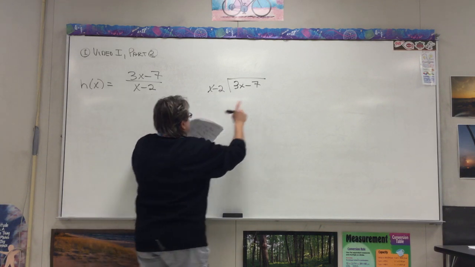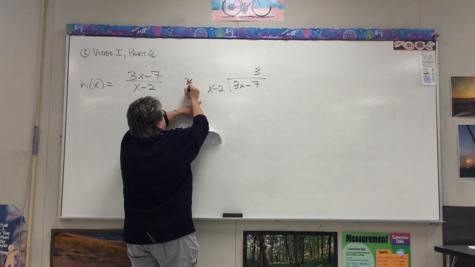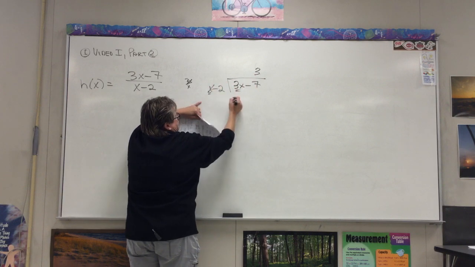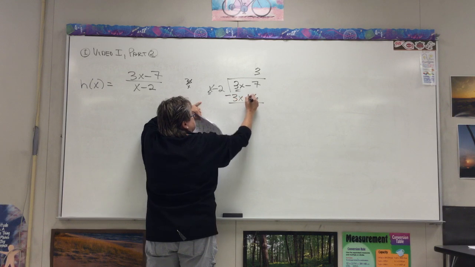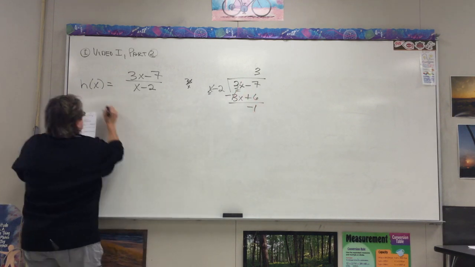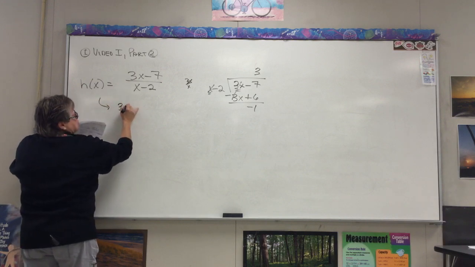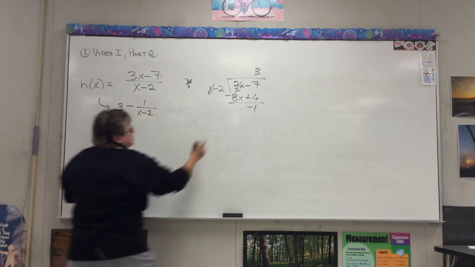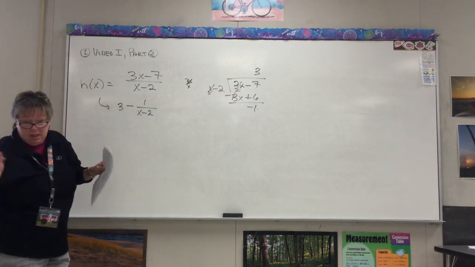Okay, so if we do our little long division here, we'll put 3 here because you've got 3x over x gives us 3. So we'll multiply back, so 3x minus 6, draw your line, change both signs, so we have a remainder of -1, okay? So our function now looks like this, 3 minus 1 over x minus 2. So 3 is your quotient, remainder over divisor, okay, that's what we've got.